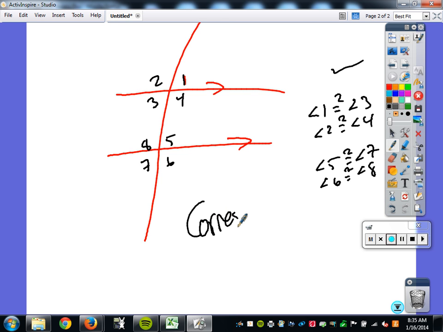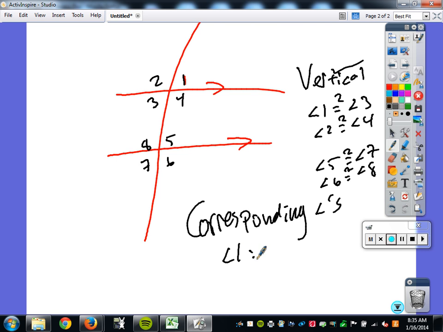Or this is vertical. Okay, corresponding angles. Angle 1 is congruent to who? On the one below. Angle 5. You see how these guys are in the same position? You have it both above the line but to the right of the transversal, right? Both above their line and to the right of the transversal. They're in the same position, correct? Those are called corresponding. So angle 1 is congruent to angle 5.